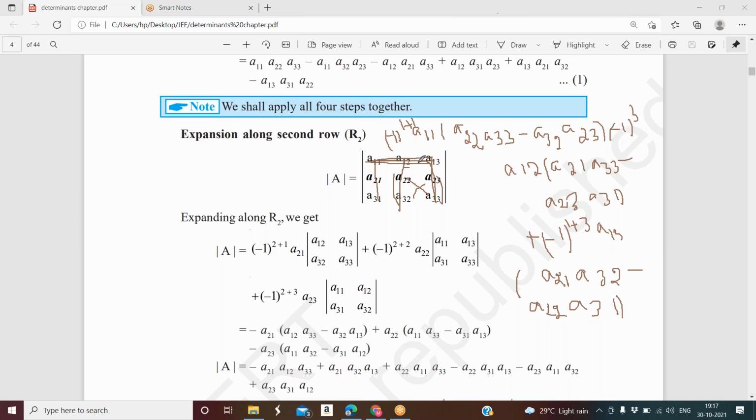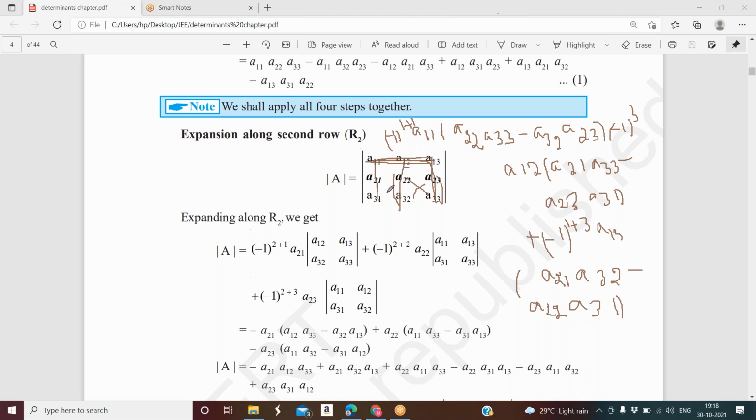So you will write minus, what is the next element? A12. So minus A12 into, if you delete the row having the element A12 and delete the column having the element A12, then we see a 2 by 2 matrix A21, A23, A31, A33. So find the determinant of this, A21 into A33 minus A31 into A23. Then delete the column as well as the row having the element A13. So we will be getting a 2 by 2 matrix.